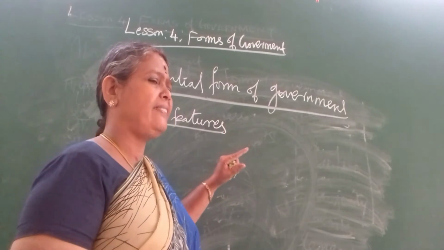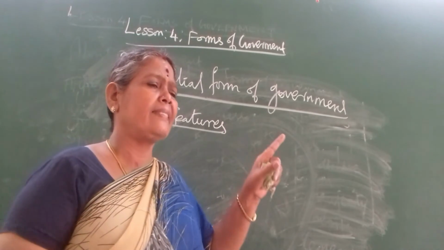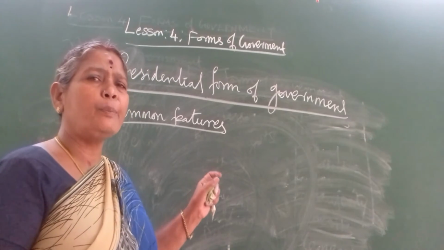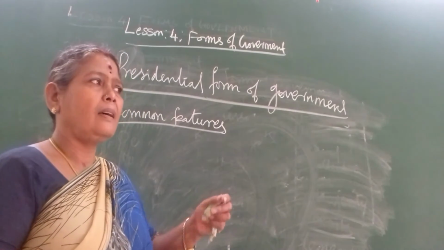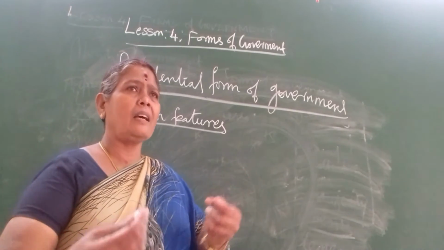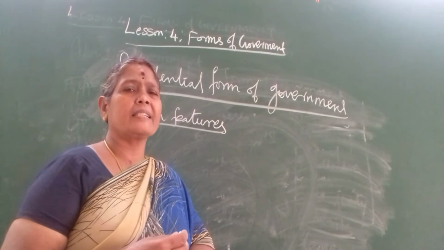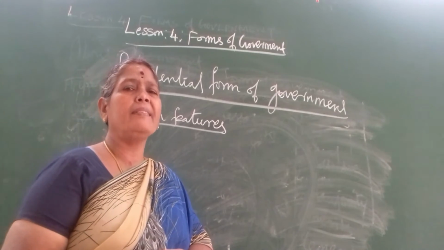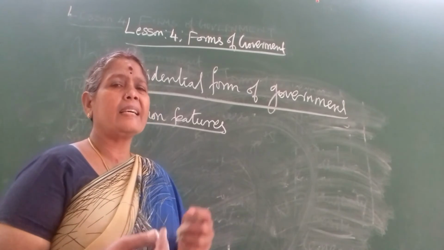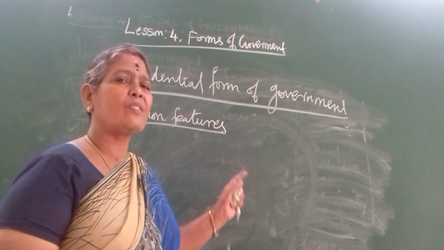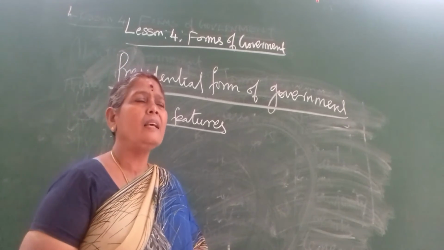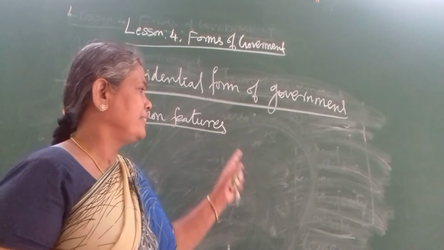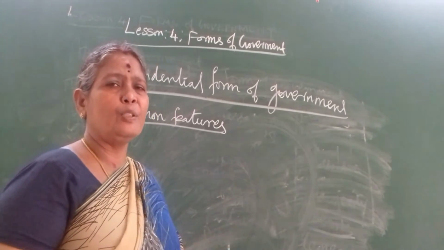Then second, the president is elected by the electoral college. What do you mean by electoral college? Not like our arts college, not like that. For understanding I say the MPs and MLAs, these members we call the electoral college, elected for a term of 4 years. This is the second common feature.